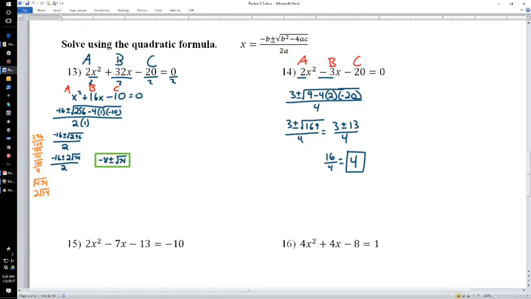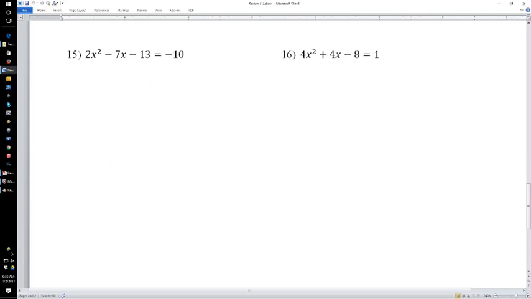3 minus 13 is negative 10 divided by 4. And that reduces down to negative 5 halves. And those are your two answers. Right. 15 and 16 are exactly the same way. Give me just a second. Like I said, 15 and 16 are exactly the same thing.